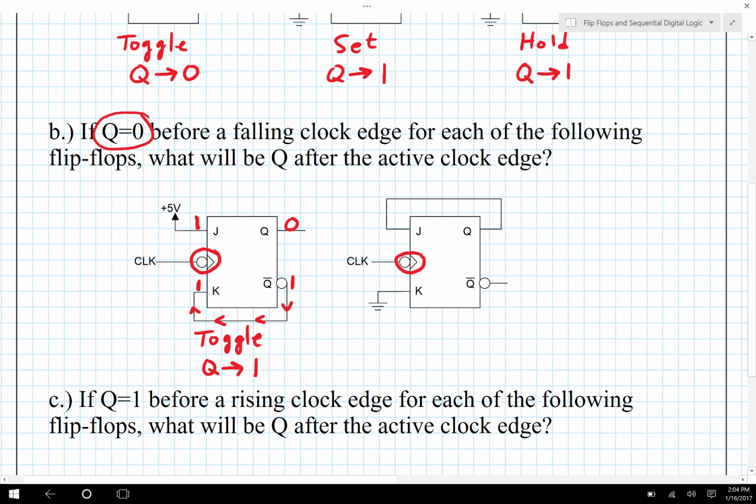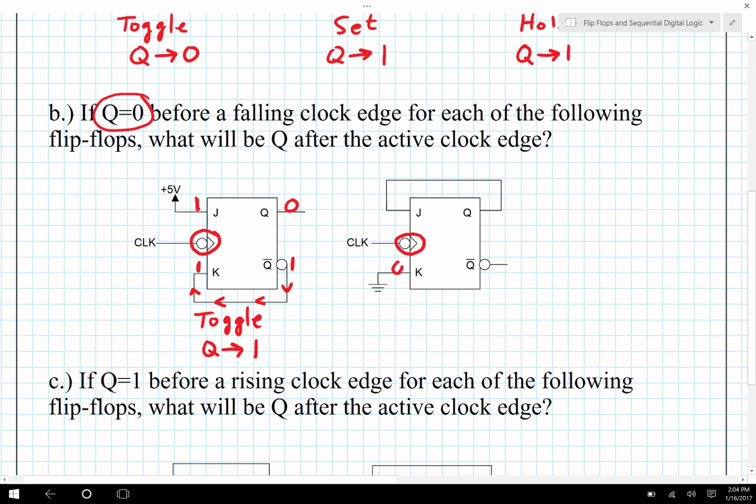Over here, I can see that K contains a 0 and Q contains a 0. That 0 is going to be routed right back into J. J and K both contain a 0, so this is going to be in the hold configuration. It's going to hold whatever it used to have, so Q is going to continue to contain a 0.